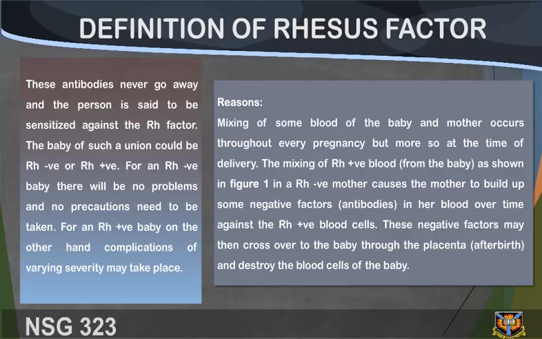The baby of such a union could be Rh negative or Rh positive. For an Rh negative baby, there will be no problems and no precautions need to be taken.